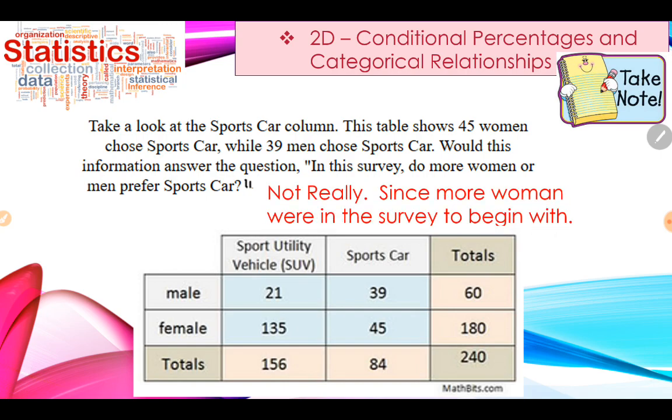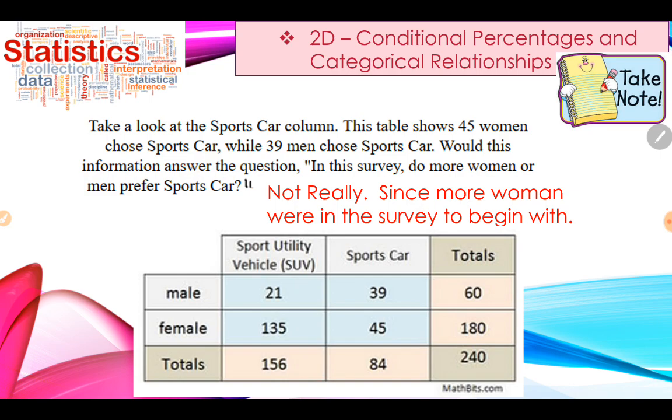The frequency of the number of women that choose sports car is higher. However, there's simply more women in the study. So when we split up our men and women into different rooms, the room that had females had 180 people in the room, whereas the room with males had only 60 people. The room with 180 people just had more people in it. So that's why that number of 45 happens to be higher than 39. There's just more people to choose from.